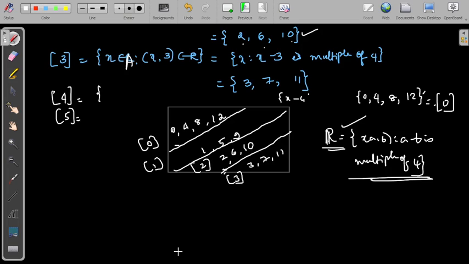This is all about equivalence relation and the equivalence classes induced by the equivalence relation. I hope you understood the concept.